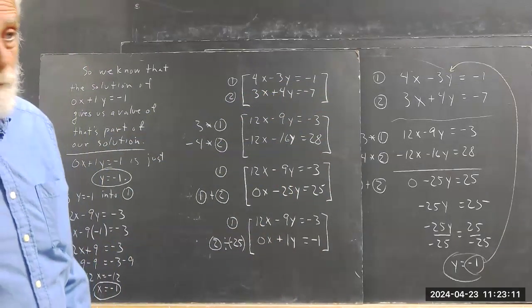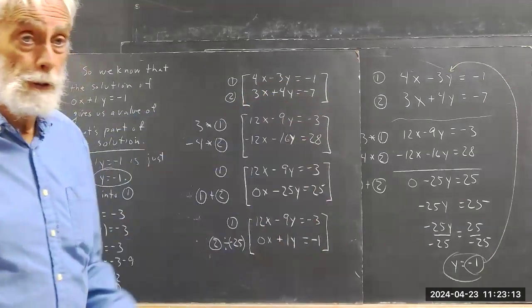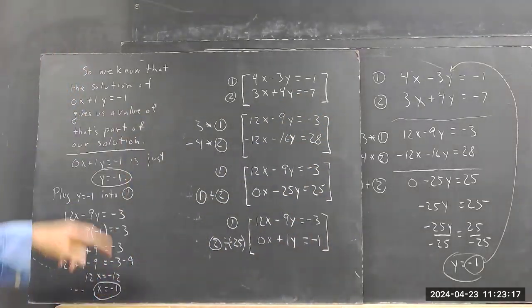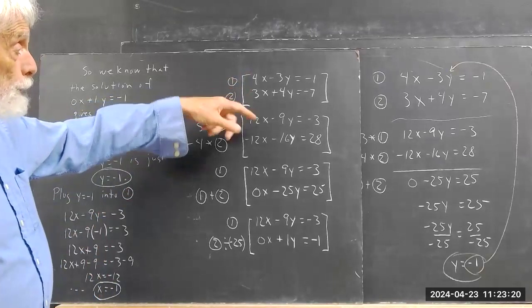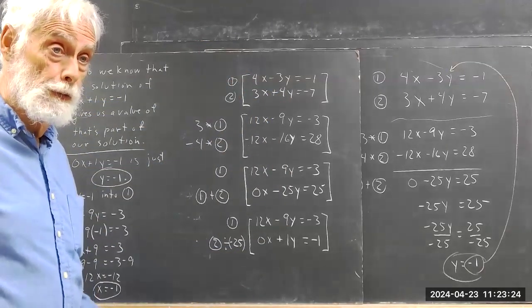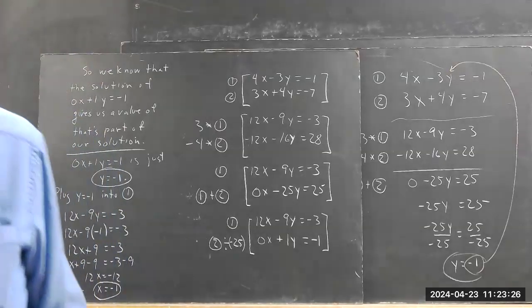Okay. Then do the same thing in the second equation. Plug in x equals -1, y equals -1 into each of these equations and see if you get two identities. If so, then we have a solution to the system.